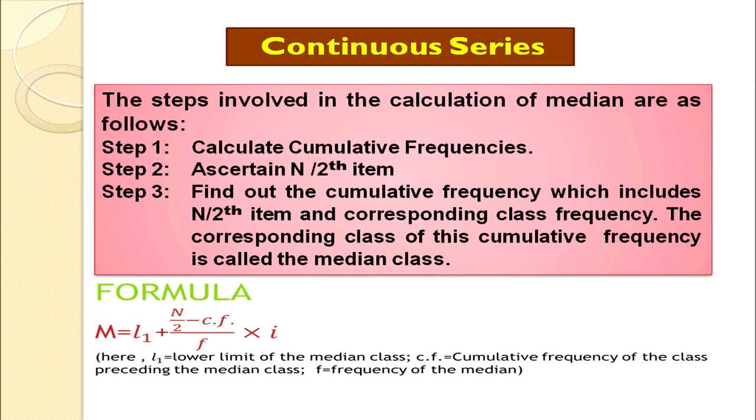So again I am repeating the steps. First, arrange the data and calculate cumulative frequencies. Step 2, ascertain the n by 2th item. Step 3, locate this n by 2th item in cumulative frequency, and the corresponding class gives you the median class. Now the formula to compute median is: median is equal to lower limit plus (n by 2th item minus cumulative frequency) divided by the frequency of the median class, into i. Here the cumulative frequency is of the preceding class, the previous class, and i shows the class interval.